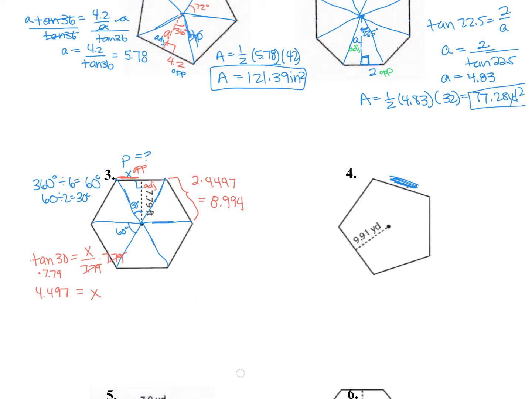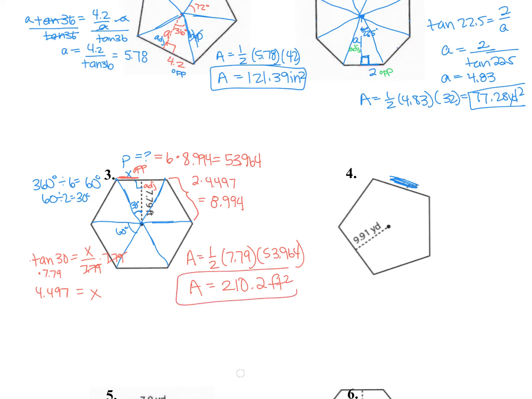So next I'm ready to calculate my perimeter. My perimeter is 6 sides times the fact that each side is 8.994, and I get a total perimeter of 53.964. So now my area is 1/2 my apothem, which is given to me, times 53.964. And then when I calculate my area and I put all those in, I get 210.2 feet squared.